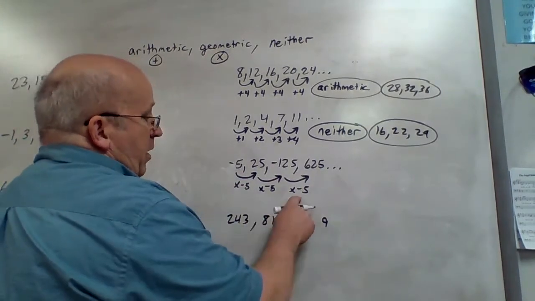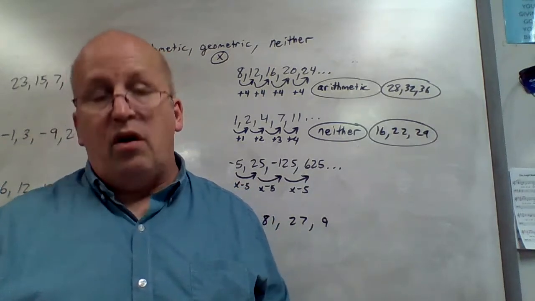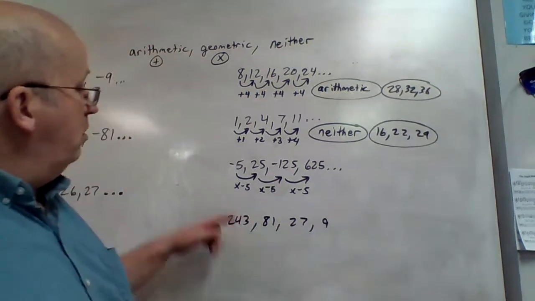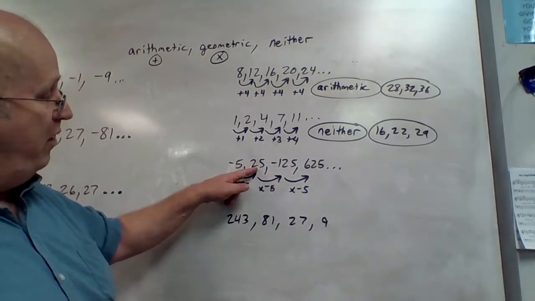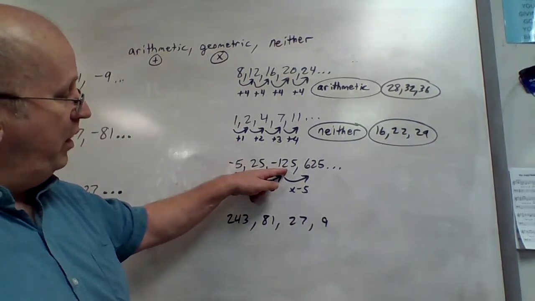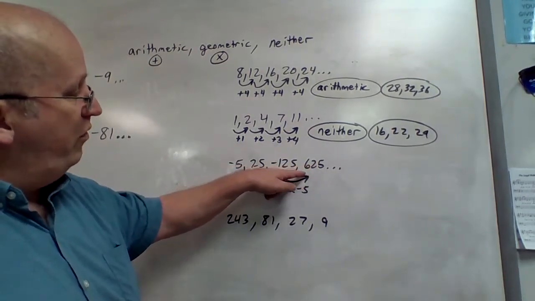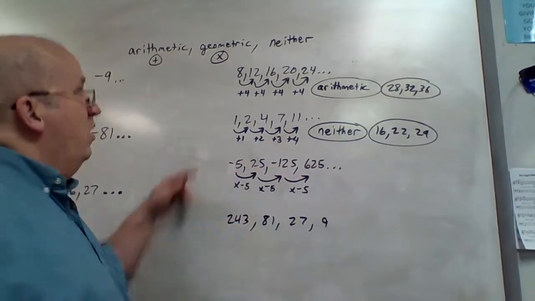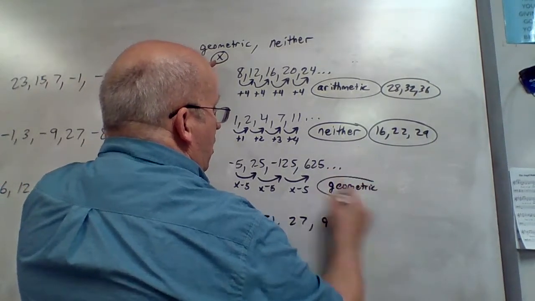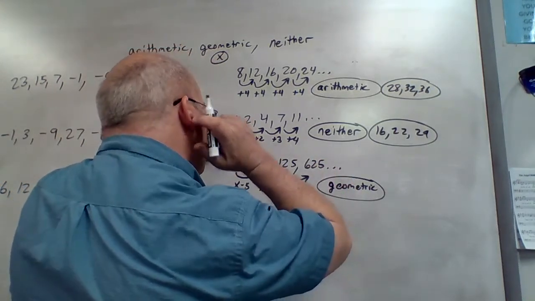We are multiplying by the same number each time, or as your book would describe it, we're involved in a quotient of a common ratio. If we think backwards, 25 divided by negative 5 is negative 5. Negative 125 divided by negative 5 is positive 25. And then positive 625 divided by negative 5 is negative 125. So this is a geometric pattern. And what would be the next number in the pattern? I don't know. Times negative 5.